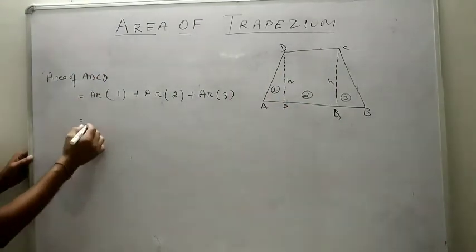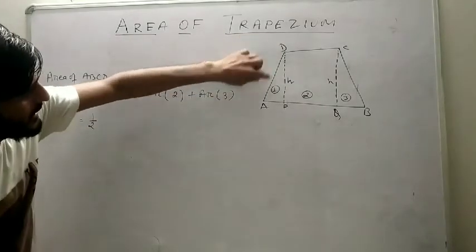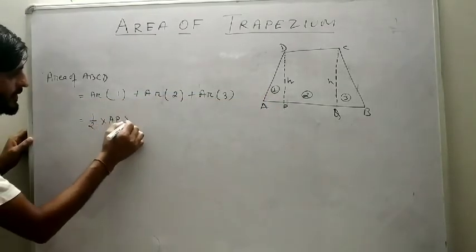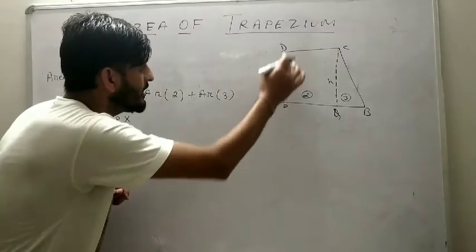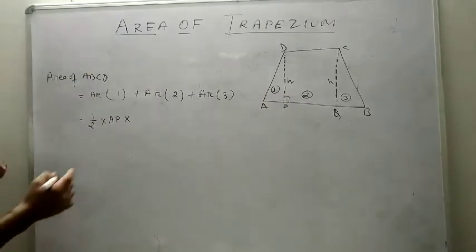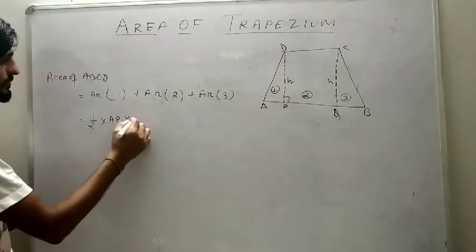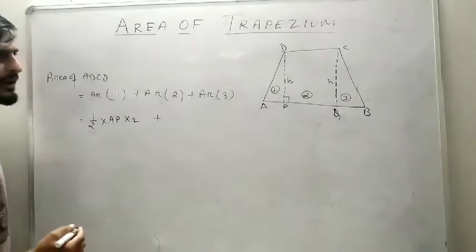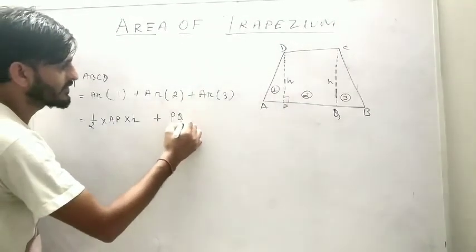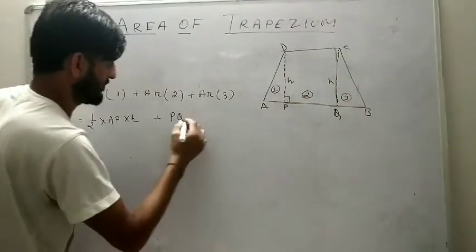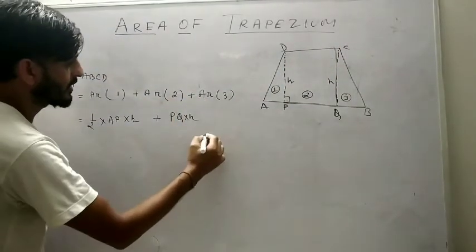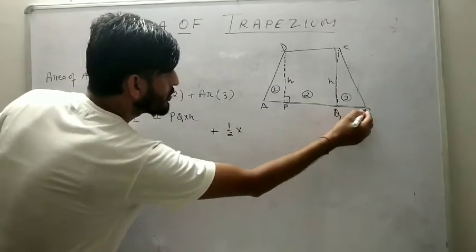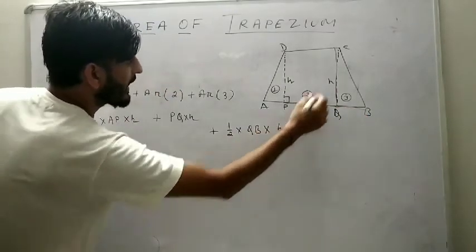Now what is the area of the first part? It is the triangle DAP. And what is the area of a triangle? Half into base. Base means it is AP, and altitude is DP, because it is the perpendicular that we have drawn. DP means H unit. Plus the area of the second part, a rectangle: length means PQ, and breadth means H. Then the third part is triangle CQB: again half, base means QB, and altitude means height, the height of the triangle.